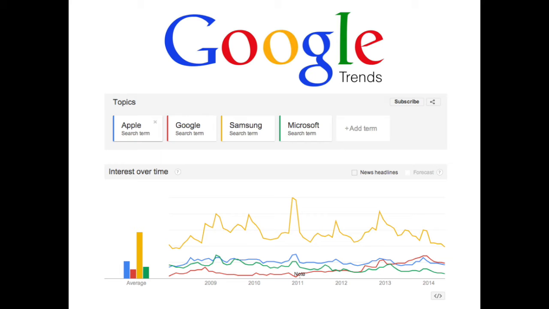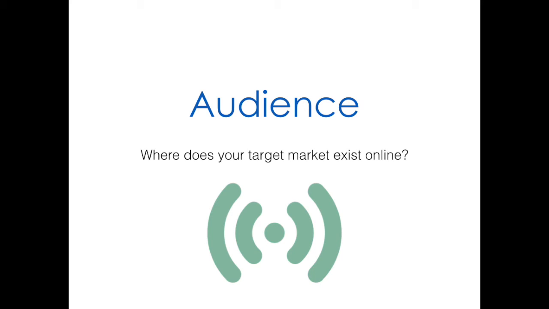The second element that we wanted to talk about is audience. Where does your target market exist online? You have social networks, you have blogs, you have forums. All these areas where people can communicate and have conversations. Basically, these are elements that you can add to your website, incorporate into your website, and by extension, have a larger presence just by tying in the social networks, the forums, and other blogs within your website.